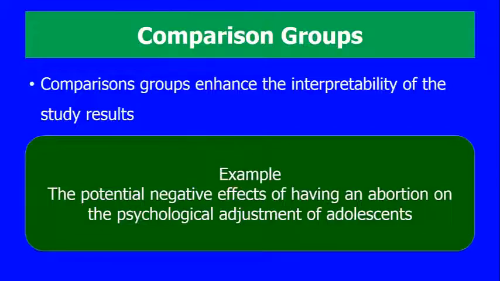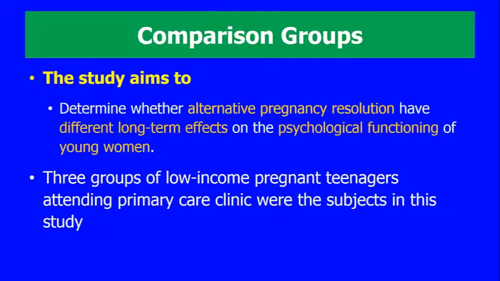The potential negative effect of having an abortion on the psychological adjustment of adolescents. So this is a study, and you can see it is studying the effect of abortion on the psychology of adolescents. The aim of this study is to determine whether alternative pregnancy resolutions have different long-term effects on the psychological functions of the young women.